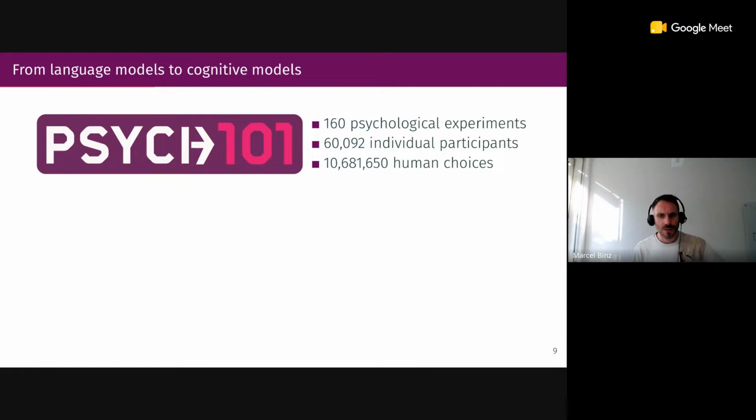So 2 years ago, we thought, well, let's gather some of these data sets and create a huge data set of psychological experiments, all in a unified text-based format that can be processed by language models. And that led to a data set that we call Psych 101, which is the biggest resource of human psychological data in a single repository. It contains records of over 160 psychological experiments, over 60,000 individual participants, and these make over 10 million individual choices.